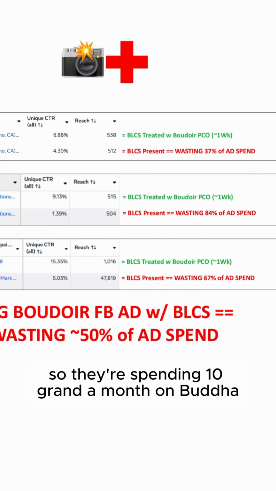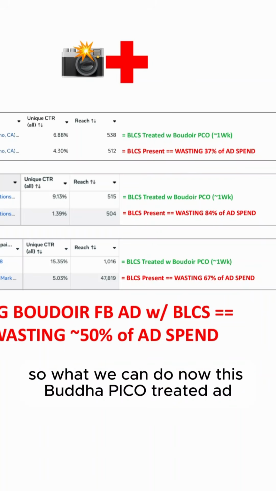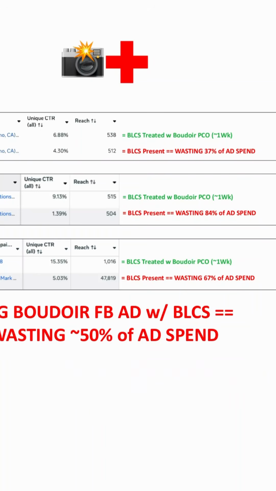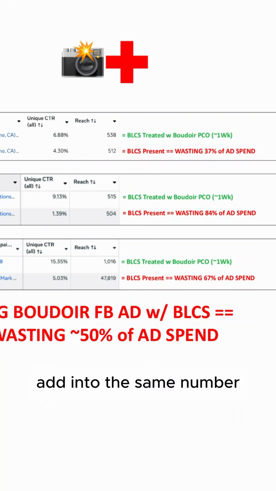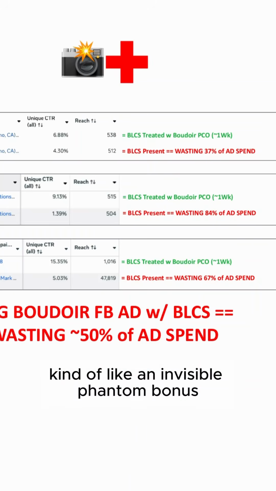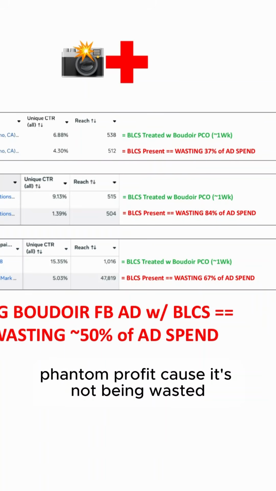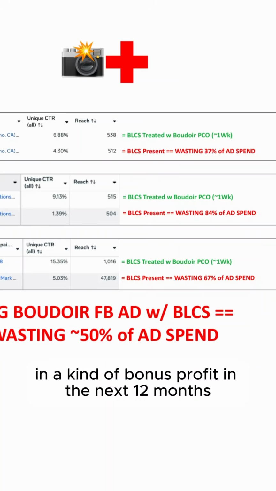So if they're spending 10 grand a month on Boudoir Facebook ads, literally $8,400 a month being wasted, thrown out the window. So what we can do now with this Boudoir Pico treated ad is eliminate that wasted ad spend, only spend the difference, $1,600 a month on the Boudoir Pico treated ad, and we'll get our ad into the same number of women's brains as the original at 10 grand a month spend. So massive gains there, and we pocket that $8,400, or the business owner pockets that as kind of like an invisible phantom bonus, phantom profit, because it's not being wasted. It's literally something like 100 grand in kind of bonus profit in the next 12 months.